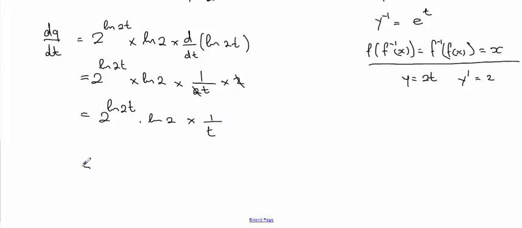Finally, this is a number coefficient, so we can write it as ln 2, put in brackets to avoid ambiguity. Then we write the 2 ln 2t all over t. That will be the derivative in its simplest form.